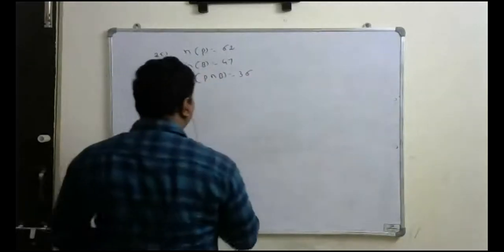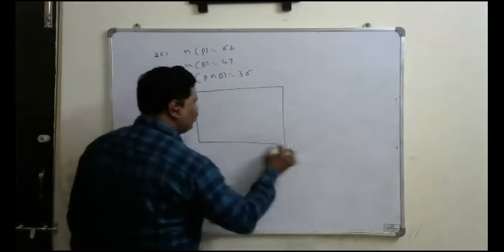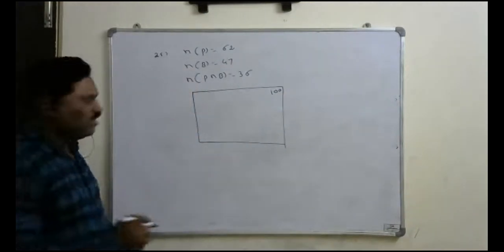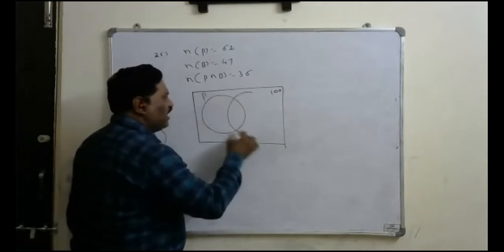Here also, because there is a Venn diagram, we will form it. There are a total of 100 students in the universal set. In that, some children like the pizza, some children like the burger.